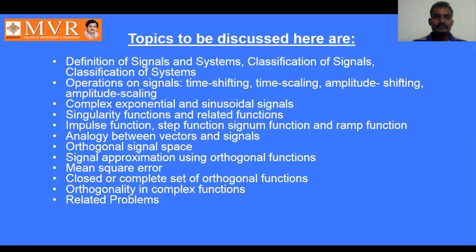So in the last classes, we discussed the definition of signal, classification of signals, operations on signals like time shifting, time scaling, amplitude shifting, amplitude scaling, complex exponential and sinusoidal signals, singularity functions, and basic functions like impulse function, step function, signum function, and ramp function. Now we are going to discuss systems, classification of systems, and the operations on systems.